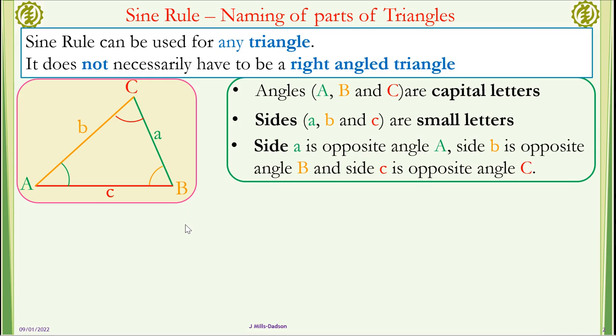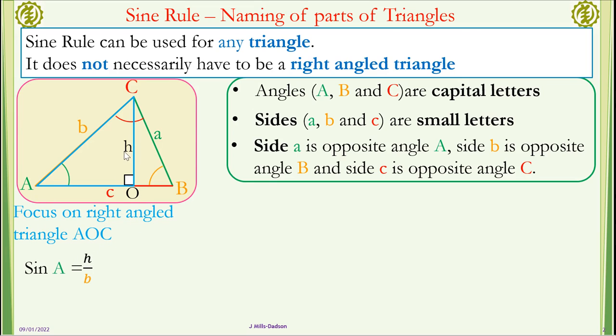Now to derive the formula, let's focus on right angle triangle AOC, where CO is the height. H here is height, it's not hypotenuse. CO is the height. In AOC, let's work out sine A, which is the opposite over the hypotenuse, H over B. We want to make H the subject by multiplying through by B. So at the end, B will multiply sine A. H is B times sine A. So let's call it the first equation.